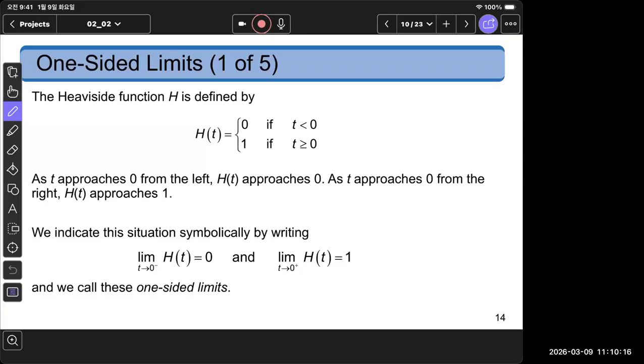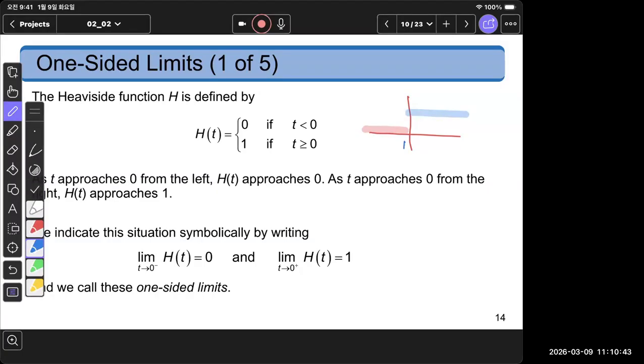Now, let us consider the following function h. The h function is defined for any real value t, but when t is less than 0, the function value is 0. Now for t greater than or equal to 0, the function value is 1. So for negative t, the function value is 0. For non-negative t, the function value is 1.